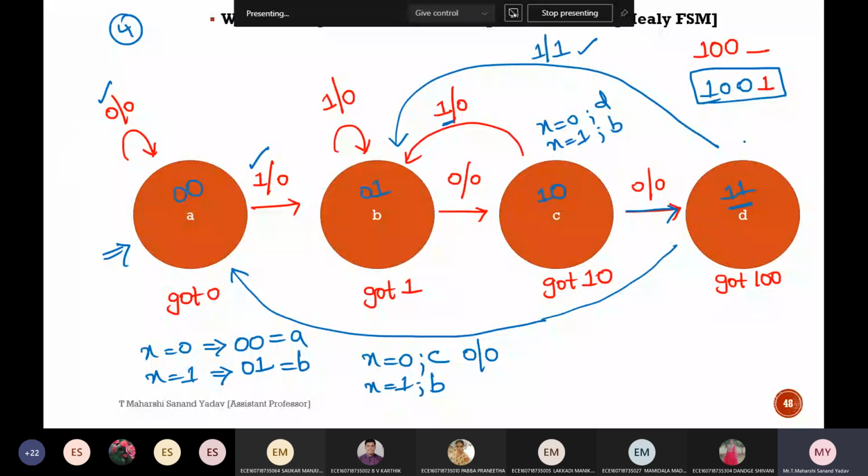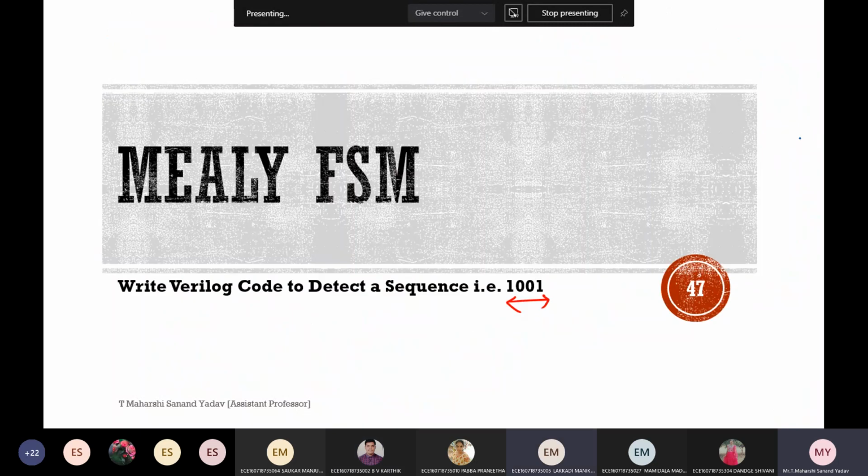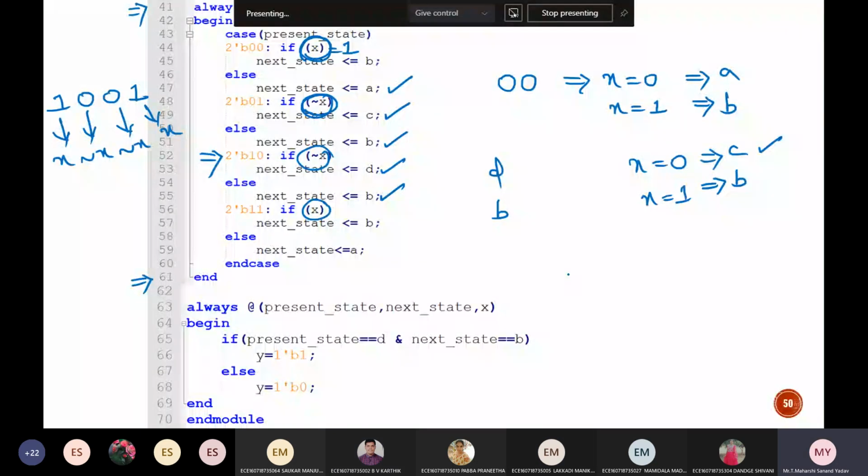Next, you tell me for 11, for x is equal to 0. For D, x is equal to 0 means it is going to A. For x equal to 1, it is B. So A comma B. This is x is equal to 0, and this is x is equal to 1. But the condition that we need to check is x. So first it should go to B, or else it should go to A. If x is equal to 1, it should go to B, or else it should go to A.